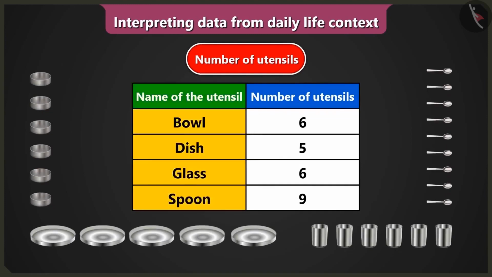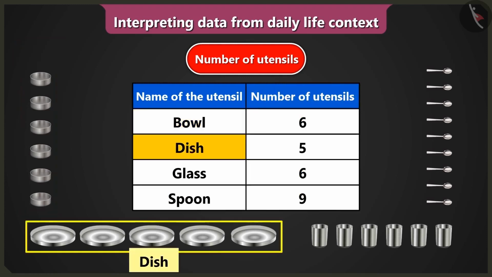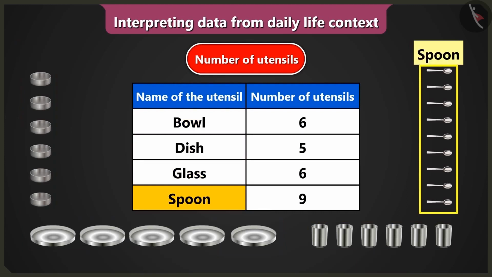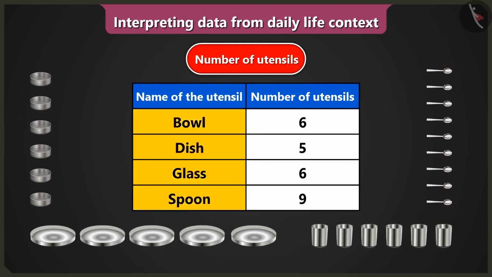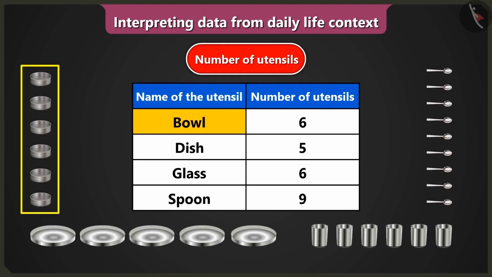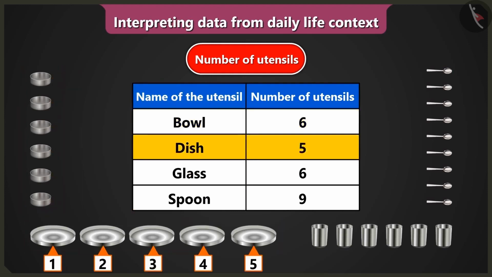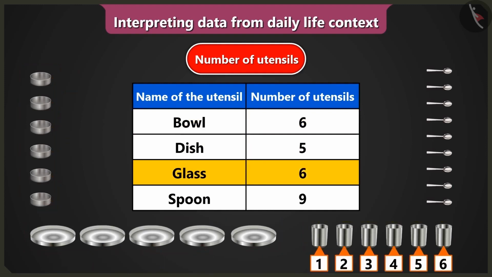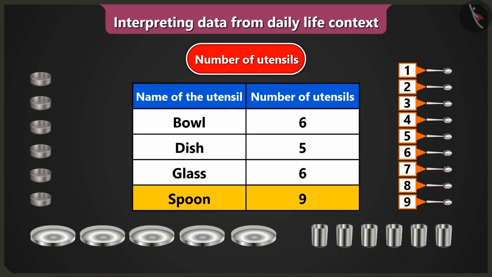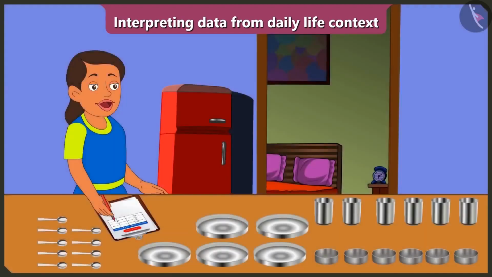The data about names of the utensils is given in the first column and the data about the number of utensils is given in the second column of the table. Names of utensils, bowl, dish, glass and spoon, are written here. So the data about 4 kinds of utensils is given. Here the number of bowls is 6. The number of dishes is 5. The number of glasses is 6. And the number of spoons is 9. I have interpreted the data about the number of utensils from this table.